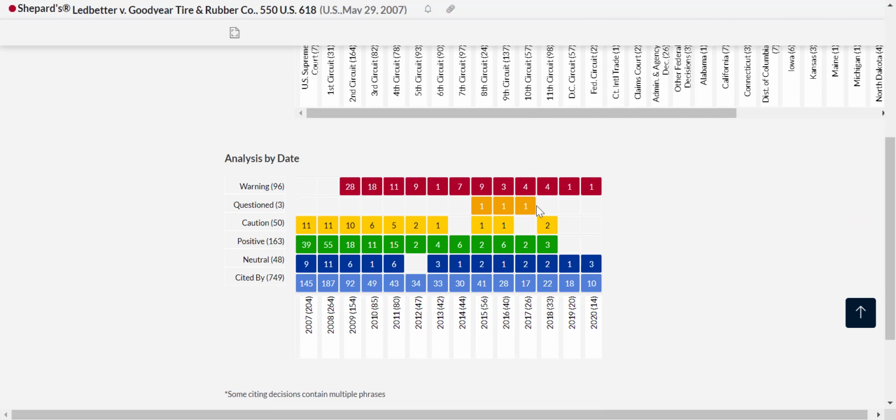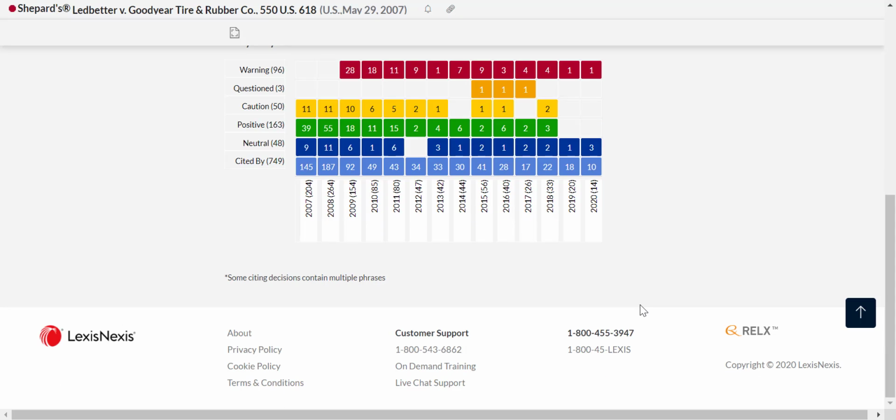The second grid shows the same information, but instead of being divided by court, it's divided by year. This allows you to see where the various treatments fall year after year. Again, select any of the colored boxes to take you to the cases that provide the specific treatment for that given year. Shepherd's Citing Decisions Grid, which is an exclusive Lexis Plus feature, provides a big picture view of Shepherd's treatment in an accessible visual tool.